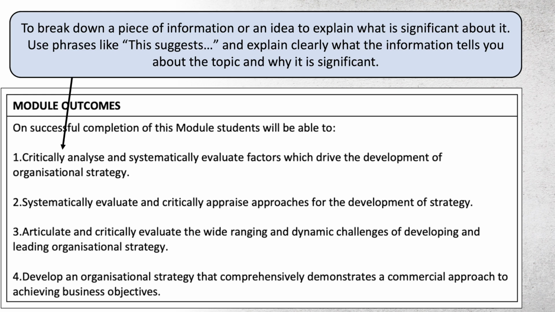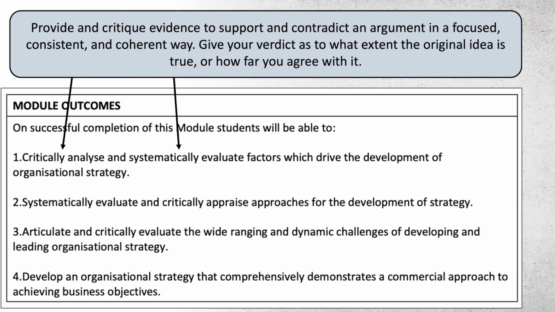Critically analyse means to break down a piece of information or an idea and explain what's significant about it. And you can use phrases like "this suggests" and then clearly explain to the reader what the information is telling you about the topic and why it's important. Systematically evaluate means to provide and critique evidence to support and contradict arguments in a focused, consistent and coherent way. Then you can give your verdict as to what extent the original idea is true or how far you agree with it. It will basically help you to come to conclusions.